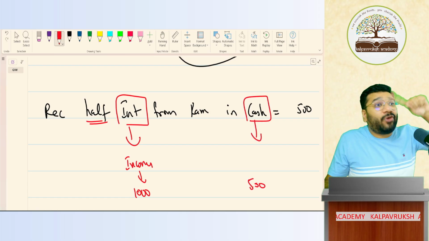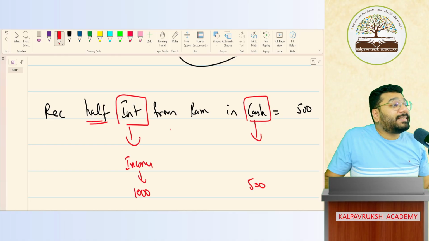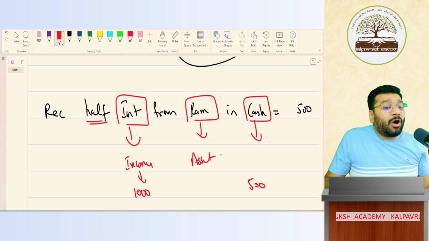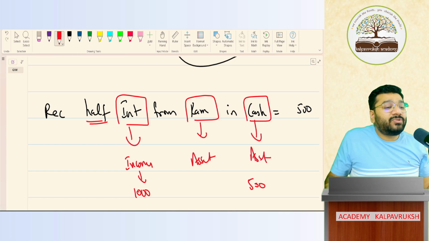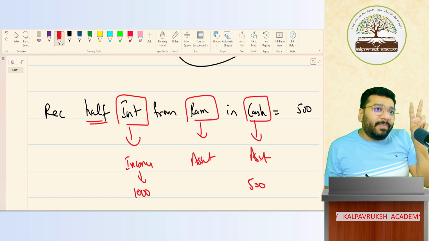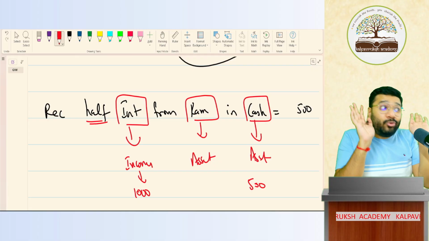But the remaining 500 I have not received. When will I receive it? In future. Anything that I receive in future is an asset. Ram is the asset here. So here 3 accounts will come. Out of these 3, 2 will be debit and 1 credit, or 2 credit and 1 debit. We have to apply the rule and decide.